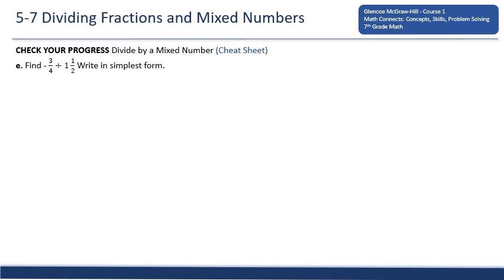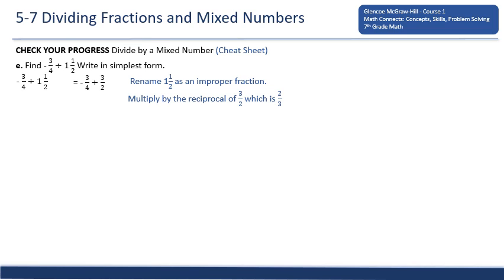Find -3/4 divided by 1 1/2, write it in the simplest form. So we have -3/4 divided by 1 1/2, and we need to rename 1 1/2 as an improper fraction. So 1 times 2 is 2, plus 1 is 3, gives us 3 in the numerator. So now we have -3/4 divided by 3/2. And now in order to solve this, we have to multiply by the inverse or reciprocal of 3/2, which is going to be 2/3. So now we have -3/4 times 2/3.